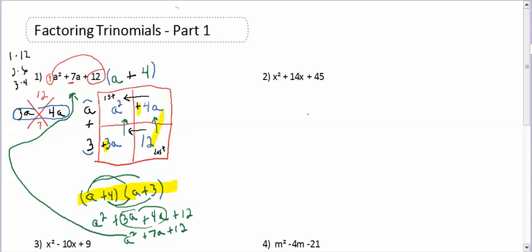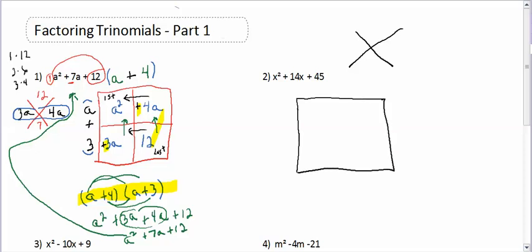Okay, so now we're going to make our x. And then we're going to make a box. I'll make my box right here. The problem we have is x squared plus 14x plus 45.